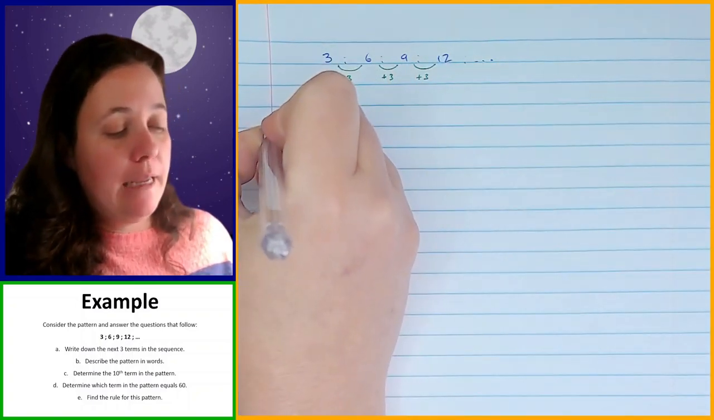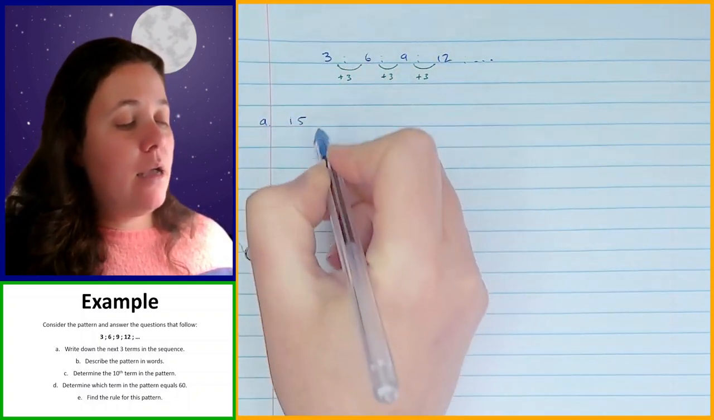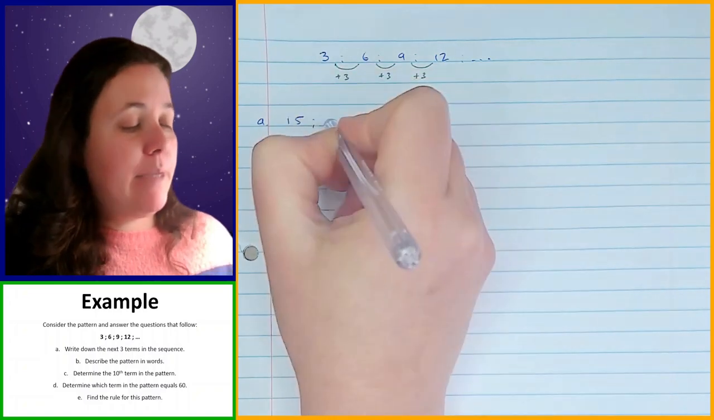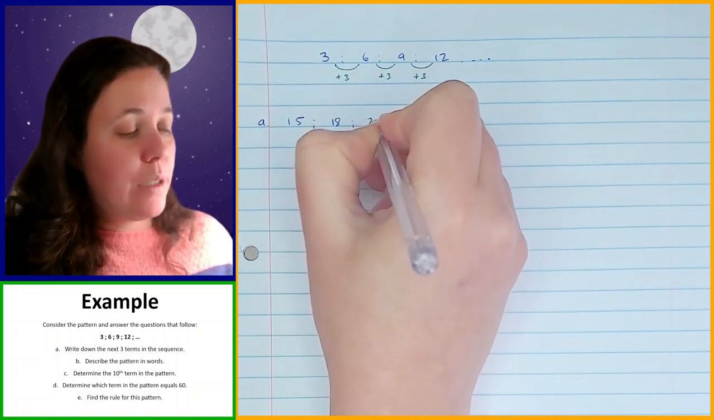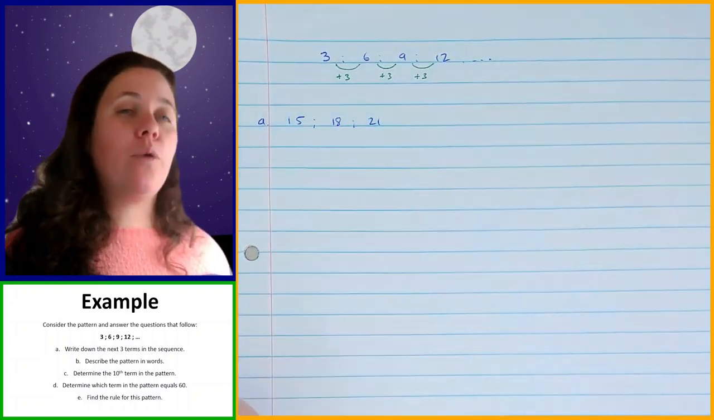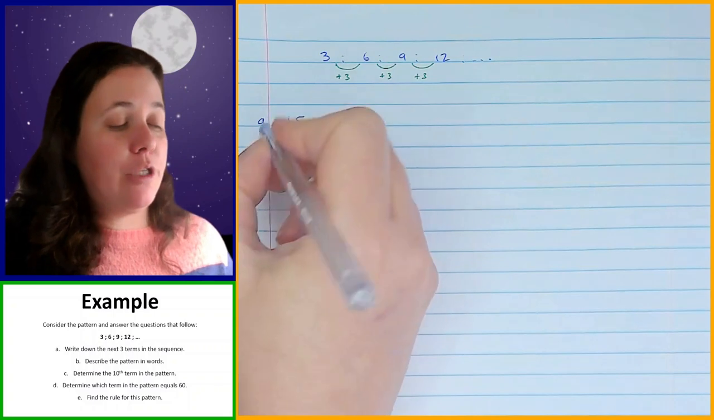So for question A, I'm going to add 3 again, and that gives me 15. Then I add 3 again, and it gives me 18. And then I add 3 again, and it gives me 21. So for question A, I'm just adding 3 every time to get the next three terms.